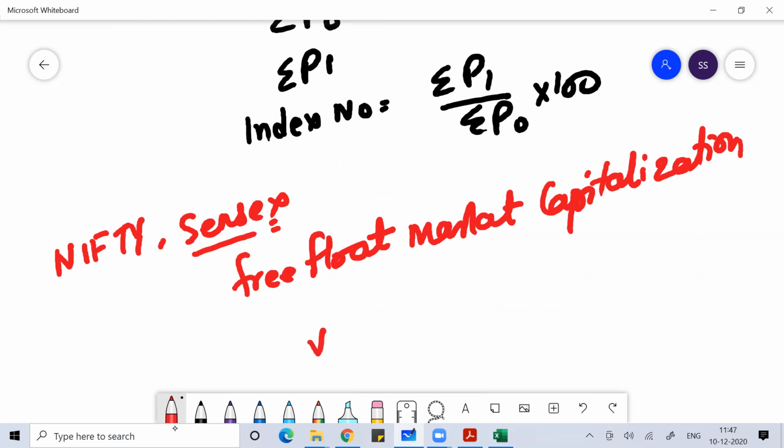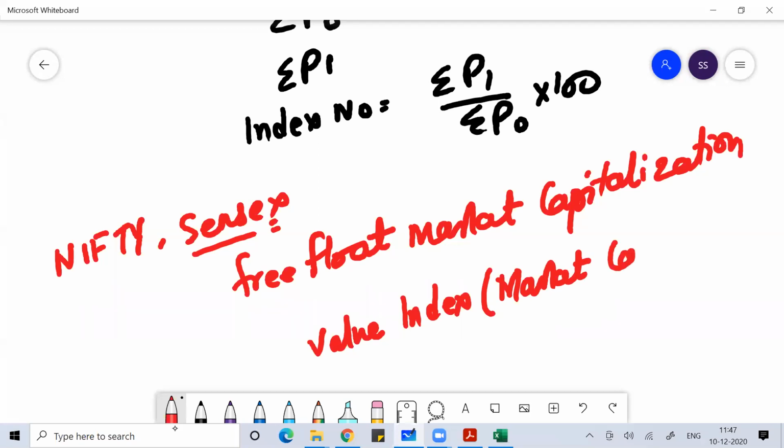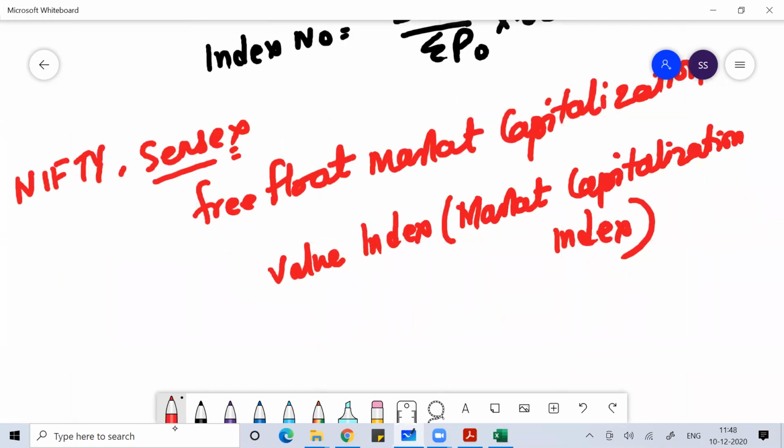When we say value index, we are actually talking about a market capitalization index. Whenever I'm using value index, in other words, I'm talking about a market capitalization index. Okay, normally in India we follow the free float market capitalization index.